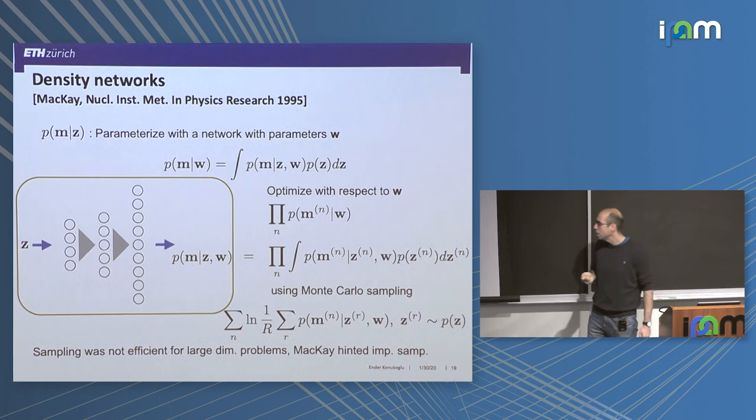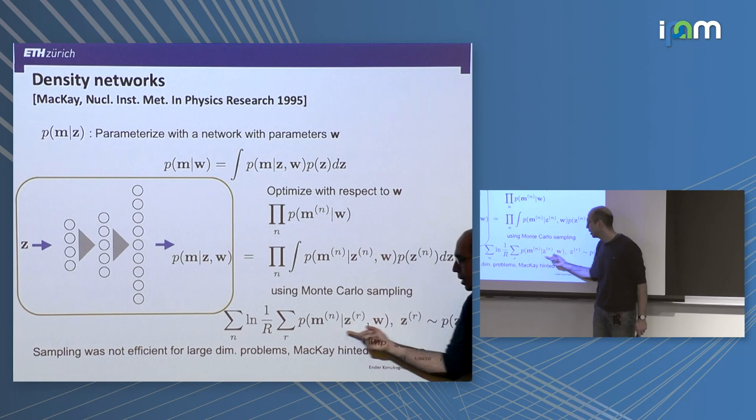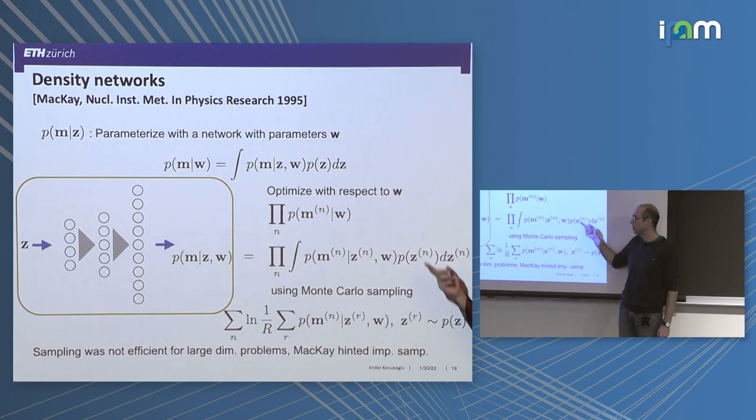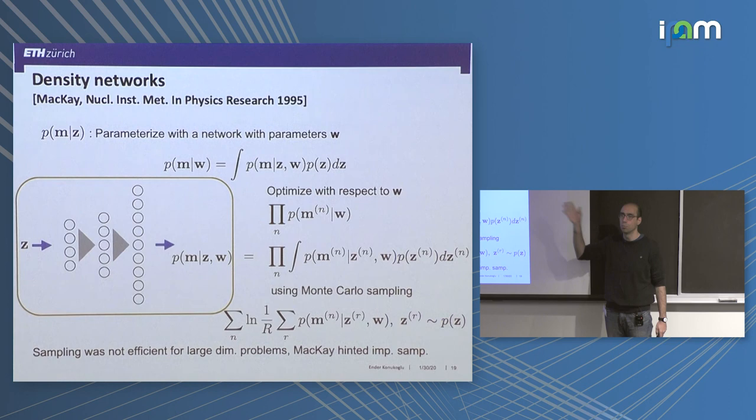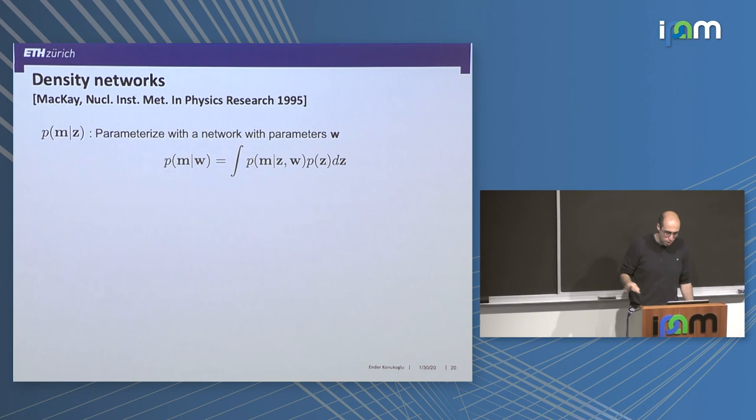Now, obviously, if you talk about high dimensional Z spaces, this sum requires a very large number of samples to really approximate the actual integral. So at the end of that paper, somewhere, he says, you know what, for very high dimensional spaces, you should just use importance sampling. And then he puts a dot. That's 1995.